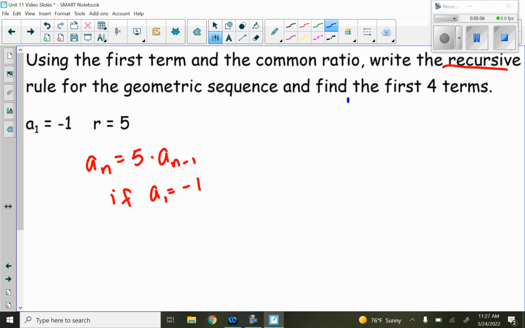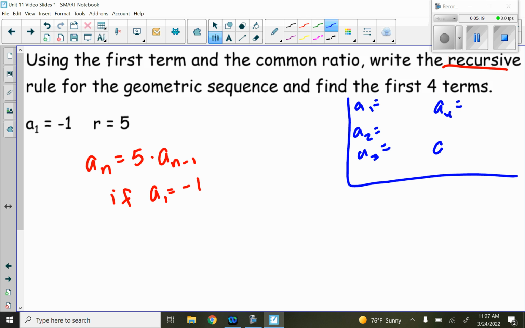So I make a list over here of my first 5 terms, just so I can keep track of them. We already know that our first term is negative 1. So to find our second term, we're going to take that first term and plug it in for A sub n minus 1. So 5 times negative 1 means A sub 2 is negative 5.